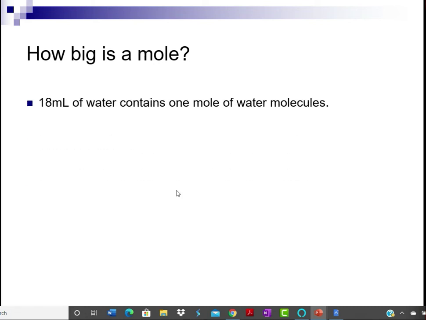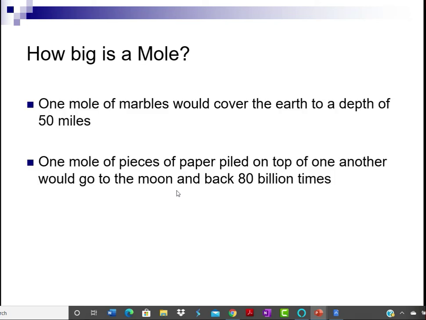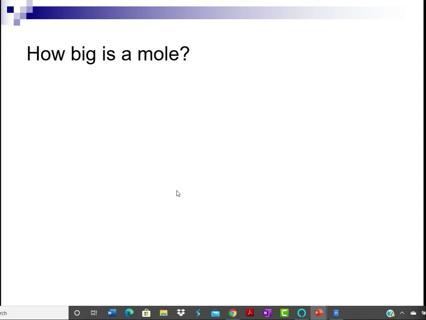Well, if I had 18 milliliters of water, which is a little bit bigger than a golf ball, since a golf ball is probably about 15 milliliters, and it was just pure water, I would have 1 mole of molecules. Think about that. I have as many molecules of water in that small space of a golf ball as there are pieces of paper it would take to go from here to the moon and back 80 billion times. That's a lot.